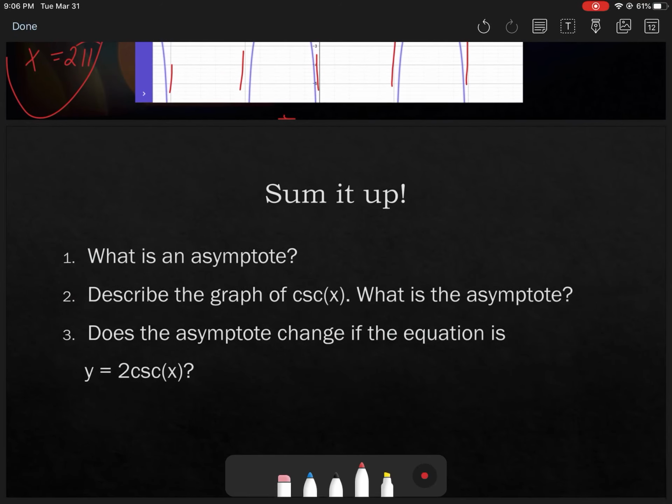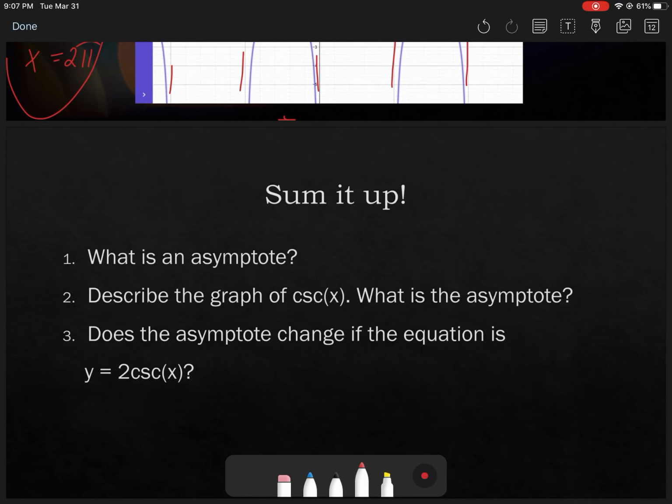Describe the graph, and we did, what is this? Asymptotes, we did that. Does the asymptote change if the equation is y equals 2 times the cosecant of x? What I want you to do is plug this into GeoGebra, and I want you to tell me if the asymptotes change. If they don't, or if they do, please tell me why, and just briefly describe that graph and see what it looks like.